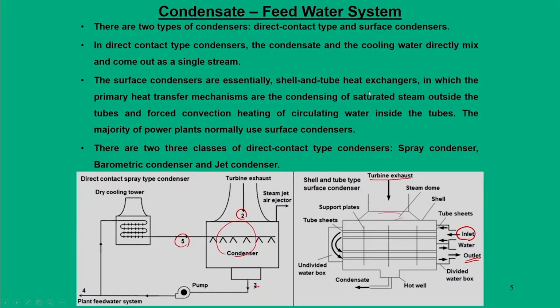So, the surface condensers are essentially the shell and tube type of heat exchanger in which the primary heat transfer mechanisms are condensing the saturated steam outside the tubes and the forced convection heating of the circulating water inside the tubes. So, the majority of power plants use the surface condenser because the effectiveness of heat transfer is higher. Now, let us try to understand both these steam condensers separately.